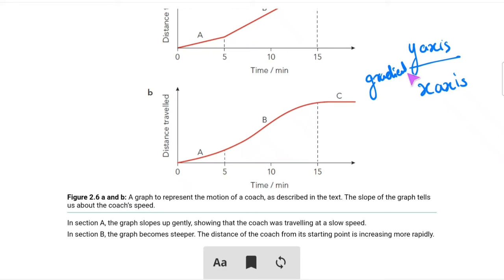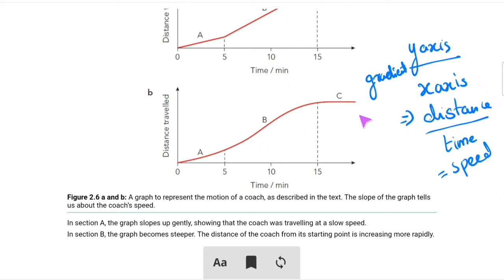Here we know the y-axis is distance. In a distance time graph, y-axis is always distance and x-axis is time. So distance divided by time, we know that it is speed. So the gradient, here it means the slope of this particular graph will show you the speed, that is y-axis divided by x-axis.